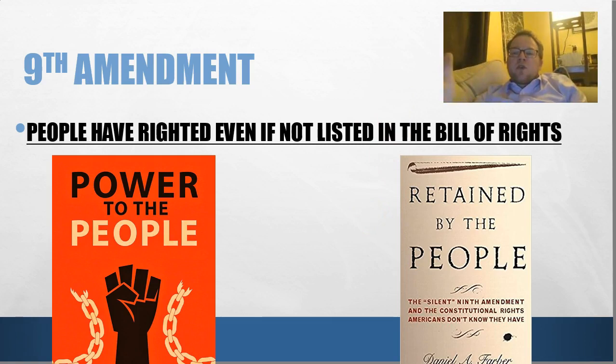So just because some rights are not listed in the Bill of Rights, things like the right to vote, that is still a right of the people to have. It's not lost just because it's not listed there. We can't think of all the rights in the world. Basically, the Ninth Amendment says there are rights not limited to just these in the Bill of Rights.